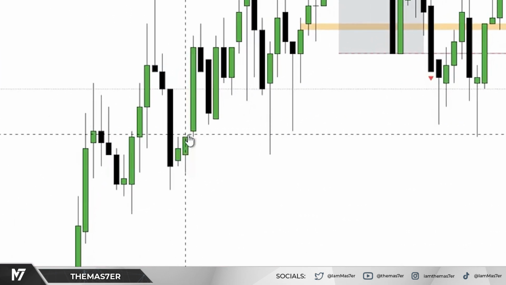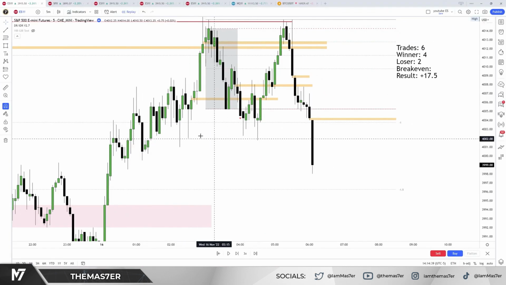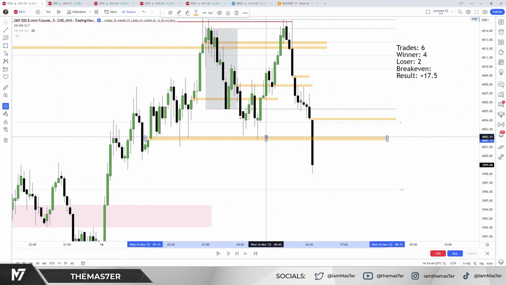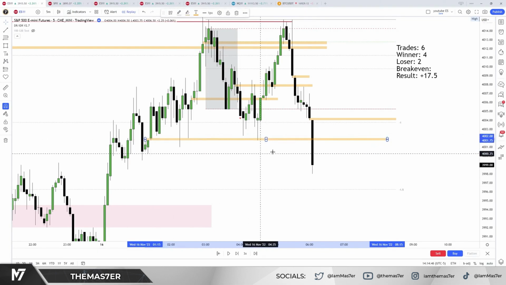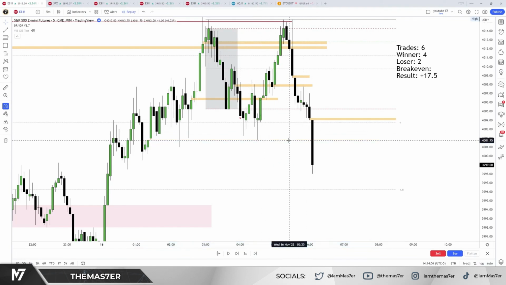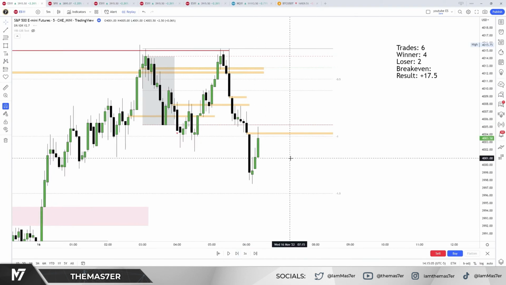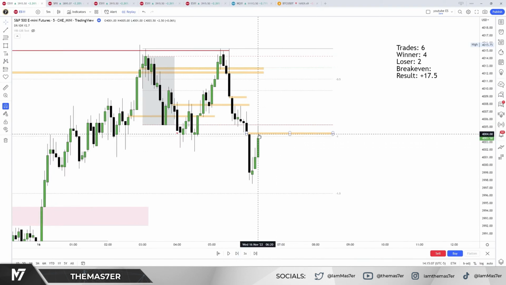Has anyone seen this volume imbalance over here? That's also additional confluence for the targeting I did. Not only 0.5, not only a new low, but also the volume imbalance over here. So we have to go through this if we want to make a new low, which is normally a good sign. Good. So now we are taking the volume imbalance here.